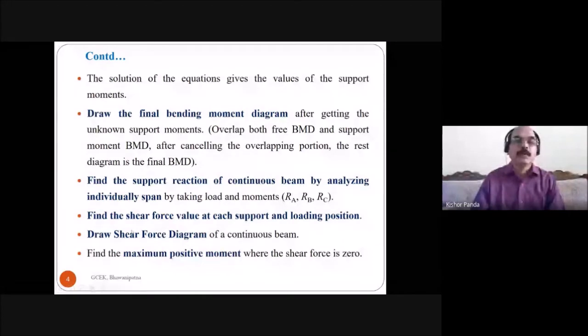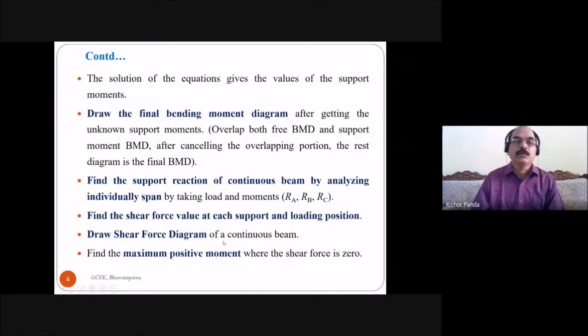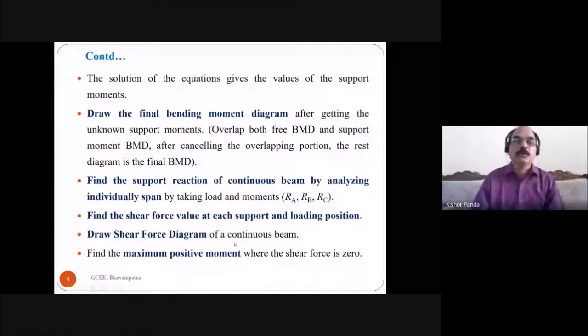Then after getting the reactions, you have to find out the shear force value at each support and loading position. Then after knowing the shear force at different positions, you can draw the shear force diagram of a continuous beam. Then after plotting the shear force diagram, because you know the zero shear force position, at the zero shear force position you will get the maximum positive moment. So finally you have to find out where you will get the maximum positive moment.